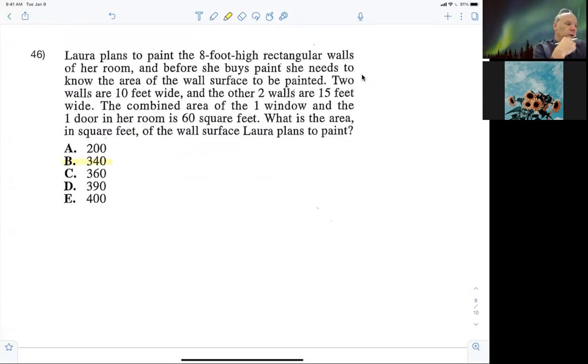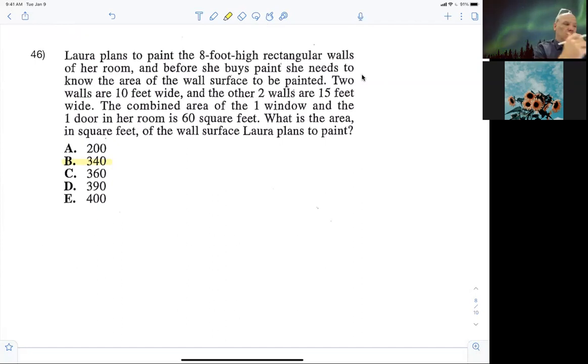So let's look. Laura plans to paint an 8-foot high rectangular wall of her room. And before she buys paint, she needs to know the area of the wall surface to be painted. 2 walls are 10 feet wide, and the other 2 walls are 15 foot wide. The combined area of one window and the door is 60 square feet. So basically you're painting the walls, but you're obviously not going to paint the door and the windows. So you find the area of all the walls and subtract out the area of the other stuff.